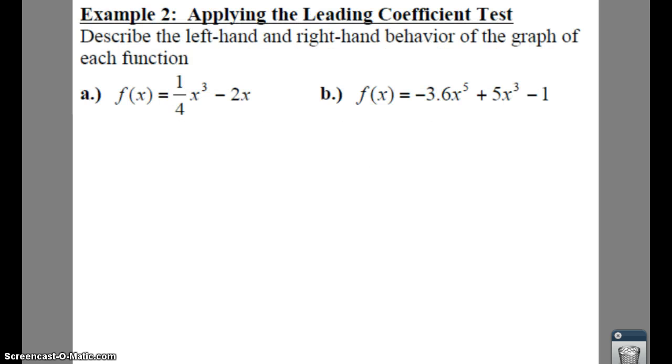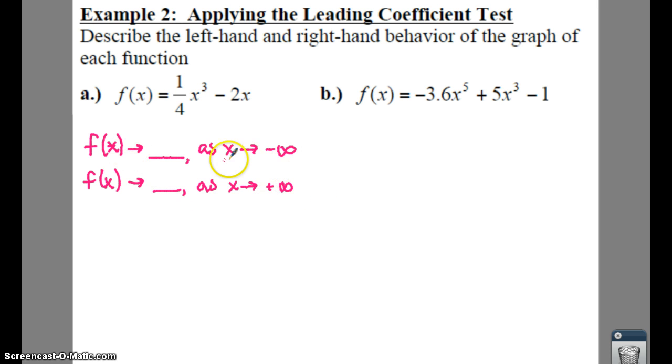Now when your n is even, we'll be talking about that in the next example. So let's try to figure this out here for example 2. Describe your left hand and right hand behavior for the function. So basically you're going to be figuring out whether your y is approaching positive or negative infinity as x is approaching negative infinity, and as x is approaching positive infinity.